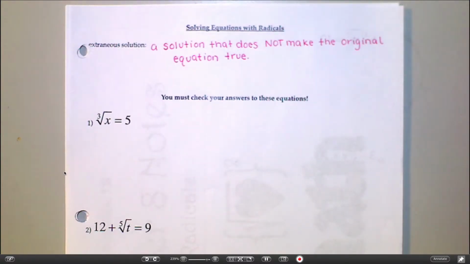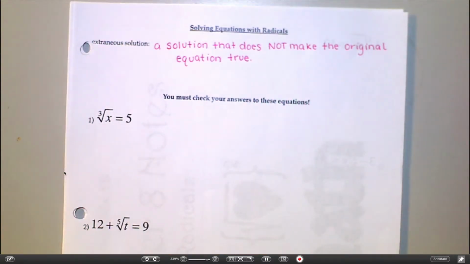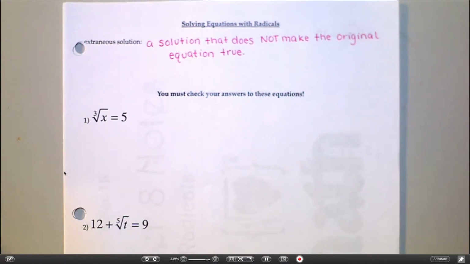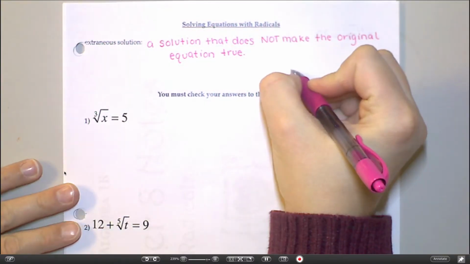And so what that means is that you have to check your answers to these equations. I know when we've solved equations before, I've sort of said like, hey, you should check your answers. With these, you have to, because it's possible that even if you did everything correctly, your answer does not make the original equation true, and then you have to say no solution, or that your solution is extraneous. Okay? You'll see what I mean. I hope I put one of those in here. I don't remember.